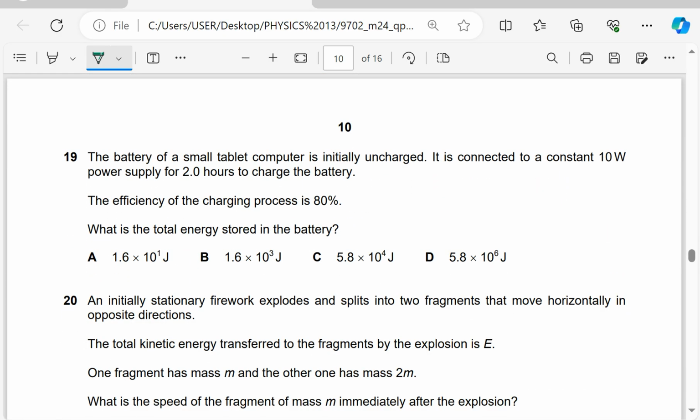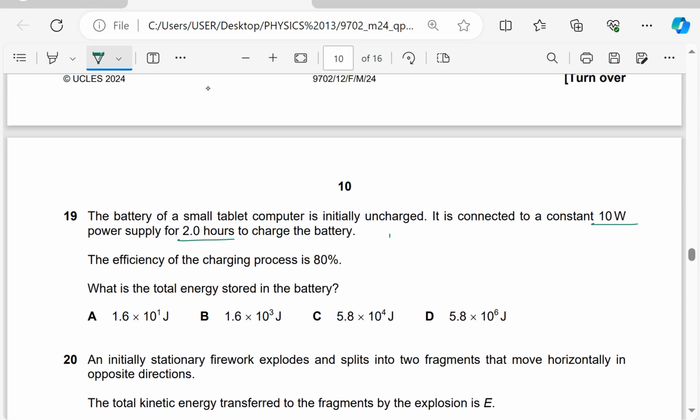The battery of a small tablet computer is initially uncharged. It is connected to a constant 10-watt power supply for 2 hours to charge the battery. The efficiency of the charging process is 80%. What is the total energy stored in the battery? So we know that efficiency is equal to power output divided by power input.